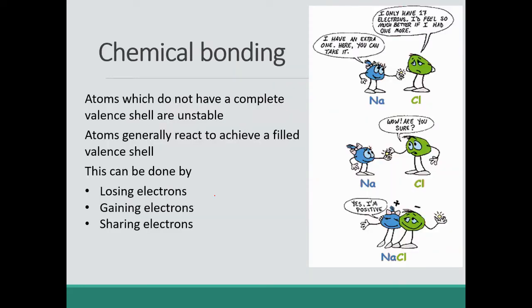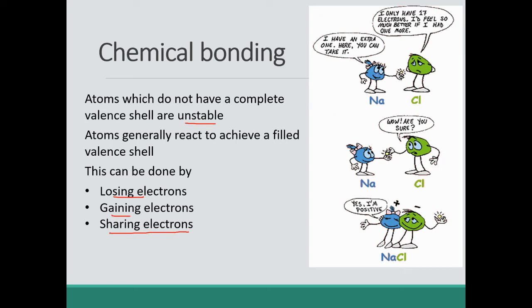Chemical bonding is what holds together compounds. Atoms which do not have a complete valence shell are unstable, so they have to join up with other atoms to get stability. They can lose electrons, gain electrons, or share electrons. In another video, we're going to talk about sharing electrons and covalent bonding. But in this video, we're talking about ionic bonding.